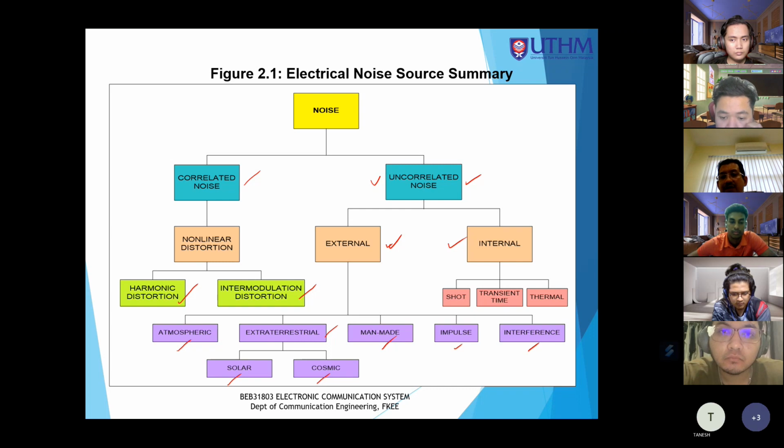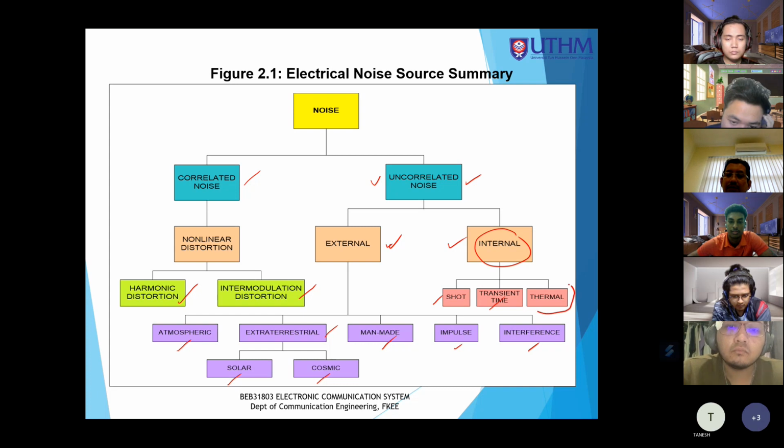And if you look at the types of internal noise, which are the noise generated inside the transmitter and receiver, we have shot noise, transit time noise, and also thermal noise. And for your information, chapter 2 and also the whole syllabus of ECS, this subject, we are more focusing on the thermal noise, the noise due to temperature variation.